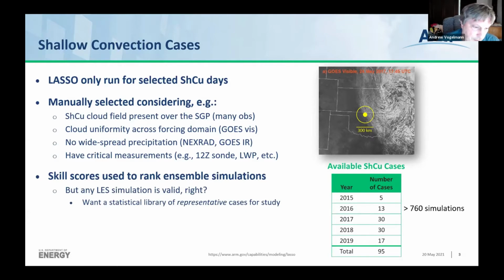One might say, well, any LES simulation is valid, right? To some extent that's true, provided that the model is properly run and the model physics is okay. But an underlying principle that we really want to emphasize with LASSO is that we want a statistical library of representative cases for study. We're not interested in grabbing the one canonical case, and we also do not want to be focused on outlier cases as well. So this is the best approach in our view for providing essentially what nature is really doing.